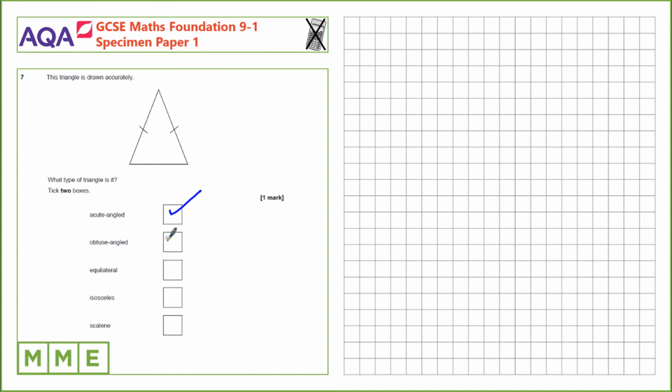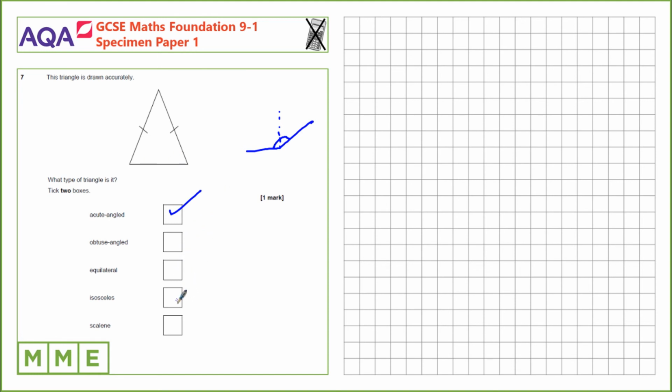An obtuse-angled triangle has at least one obtuse angle. That's an angle that's between 90 degrees and 180. Of course, that isn't in this triangle, so we can't tick this one. An equilateral triangle has all three angles the same size, 60 degrees, but clearly this angle is smaller than these two angles, so it's not equilateral.